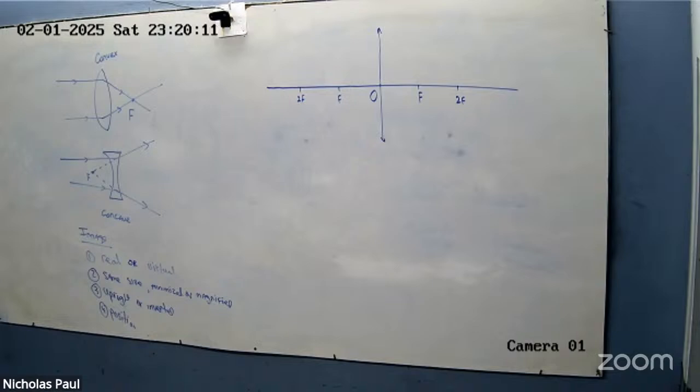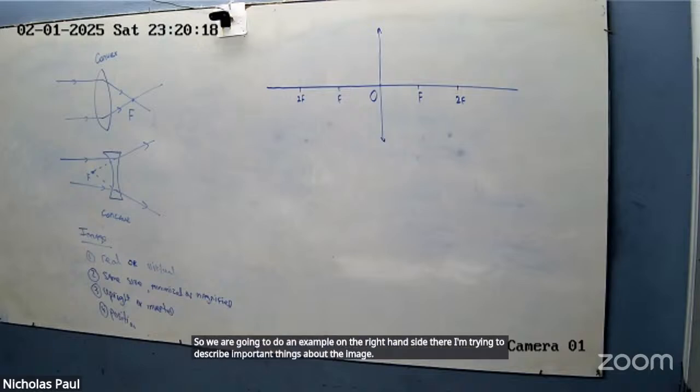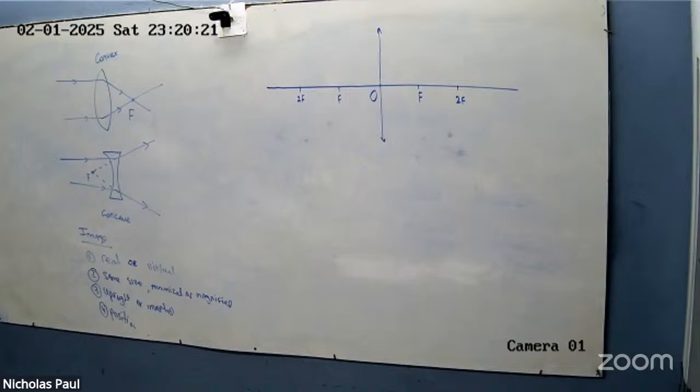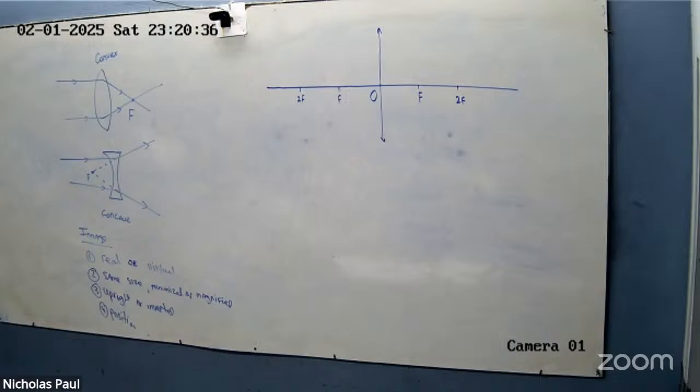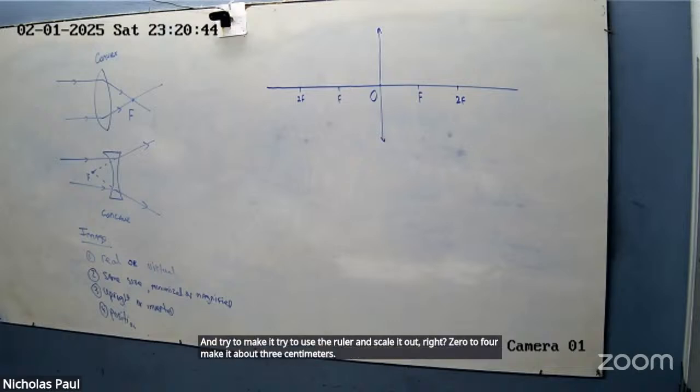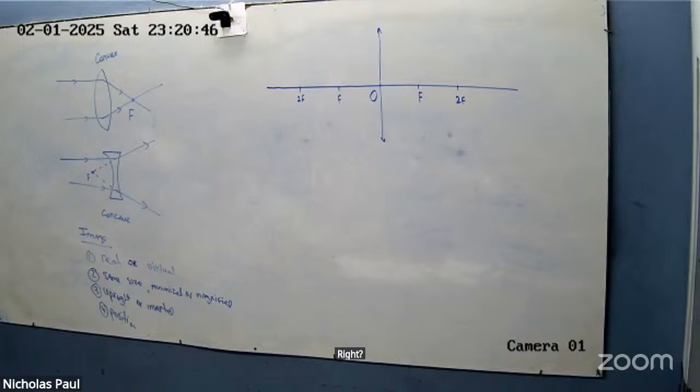So we are going to do an example on the right hand side there and try to describe the four things about the image. Okay. All right, online. So when we draw it, I want you to tell me the four things about the image. And try to use a ruler and scale it out, 0 to 4, make it about 3 centimeters. Try and make it even.